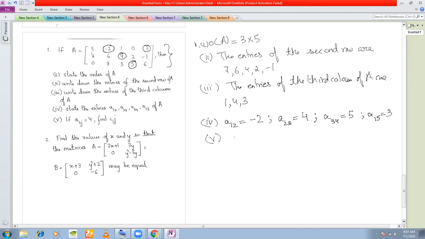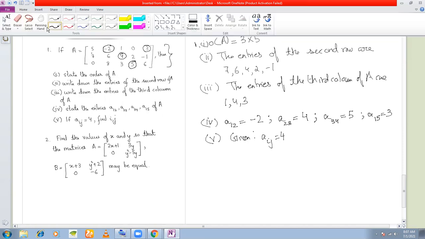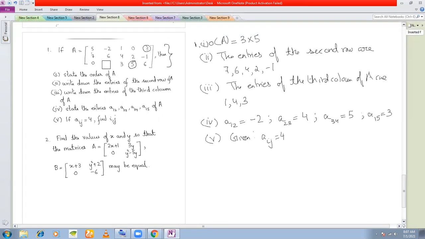If Aij is equal to 4, what are the values of i and j? Which element here is 4? In which row, which column? Which row, which column is 4? This is 4 here, right? Yes. So 4 is in which row, which column? Tell me.